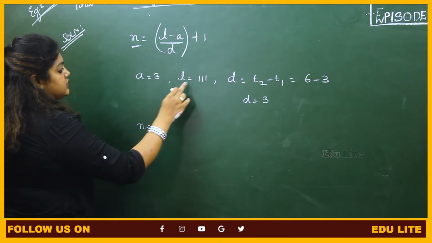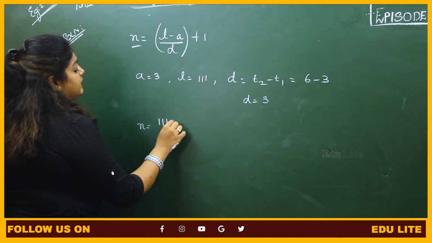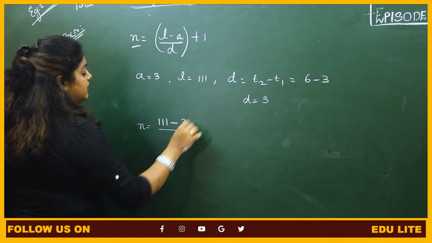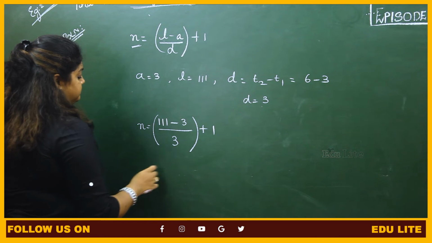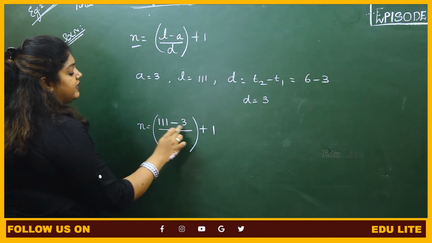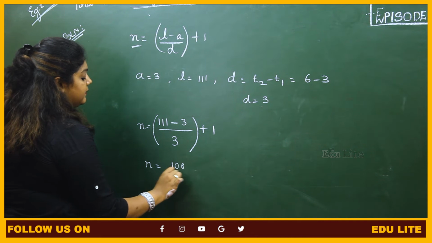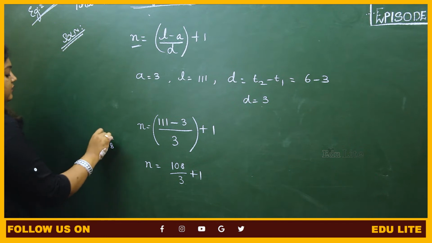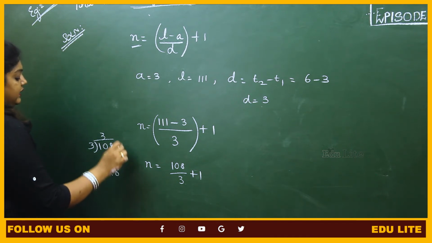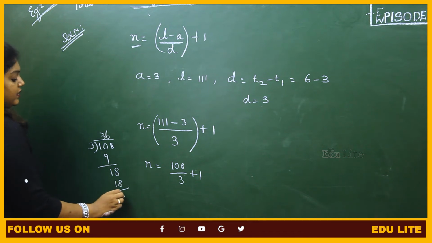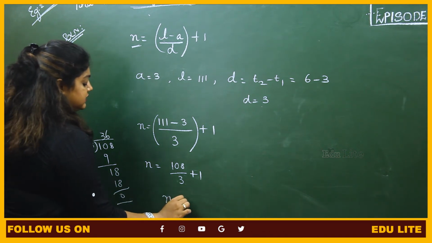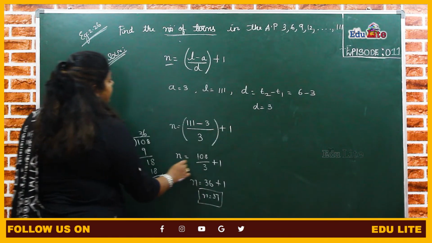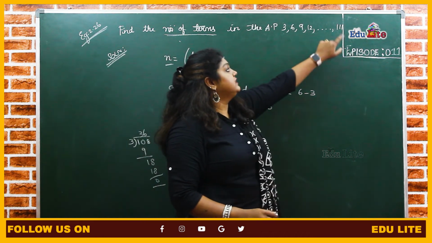Therefore, n equals the L value 111 minus the a value 3, by the d value, which is also 3, plus 1. n equals 111 minus 3 is 108, by 3, plus 1. 108 divided by 3: 3 3s are 9, 1 8, 6 3s are 18. So, 108 by 3 is 36, plus 1, n equals 37. So, there are 37 terms in this AP.